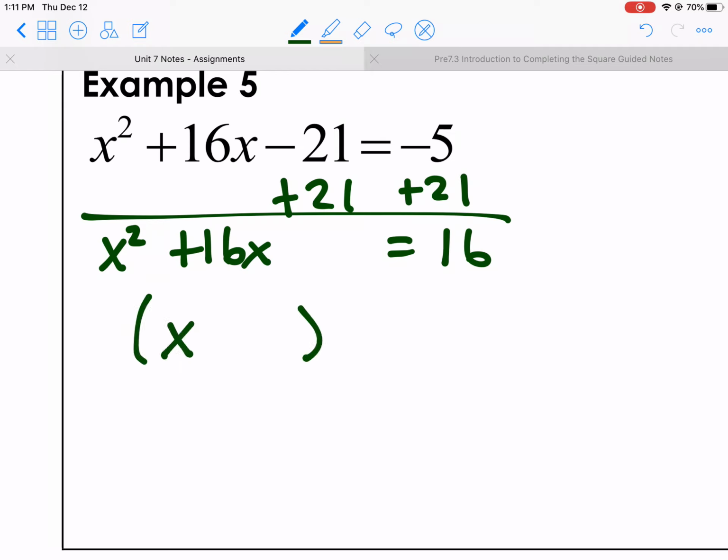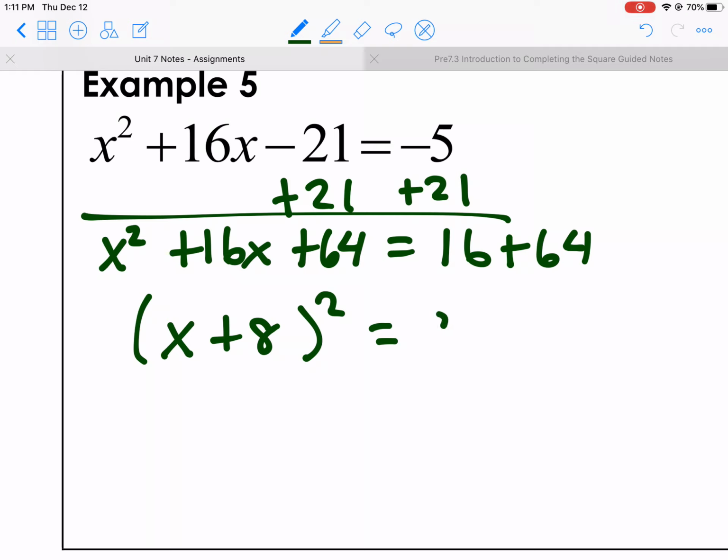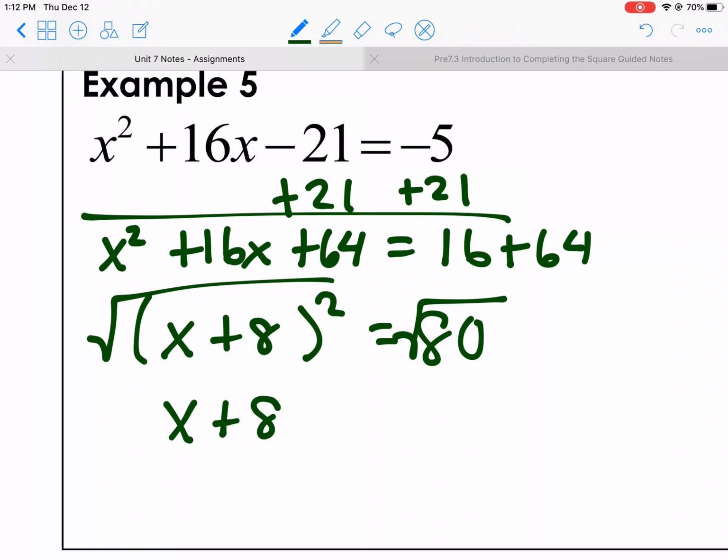What's my perfect factor going to be that I'm building here? Half of 16, right? So it's going to be adding 8. Then the number that I need in this place is 8 to the second power, or 64. I'll add 64 to both of those. Okay, so 16 plus 64 is 80. Now we can take the square root, both sides, and we get x plus 8 equals positive or negative the square root of 80.